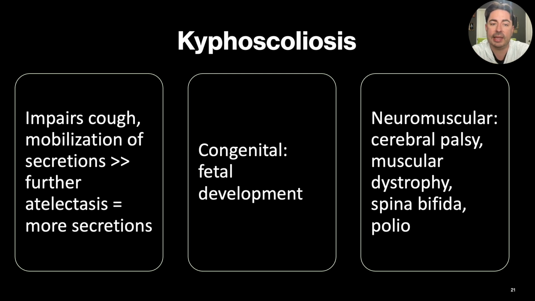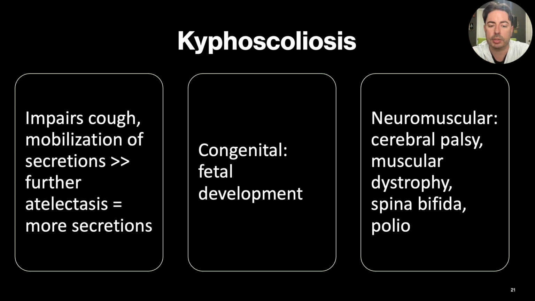This is a congenital, or fetal development, piece. It is something that happens at birth. There are some neuromuscular components to it as well. Patients or people that have a history of cerebral palsy, muscular dystrophy, spina bifida, or even polio are all suspect to kyphoscoliosis. So these are pieces that we are aware of, and that we need to pull from as far as what could be the cause, your etiology.